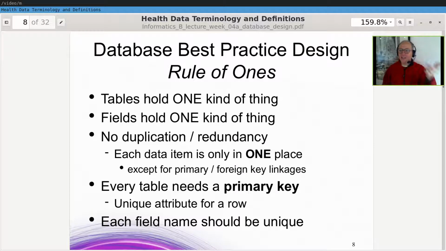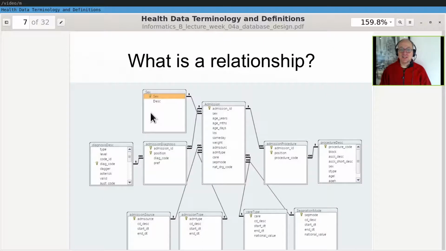Tables hold one kind of thing. So you don't have a table that has procedures and diagnoses in it. Why would you? There's lots of space in the database. You have one table that has procedures in it and one table that has diagnoses in it. Then you can have all the information about procedures and all the information about diagnoses. So here we've got diagnoses, and there we've got procedures. You see the procedures have a block. There's no block in diagnosis. So why would we have them be the same thing? We want to have them in separate little spots. They join up in completely different ways.